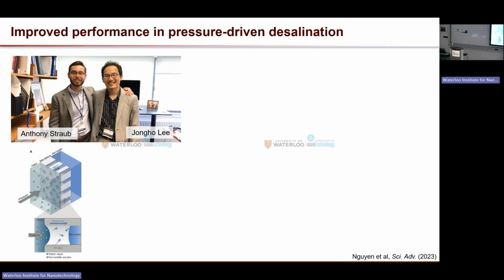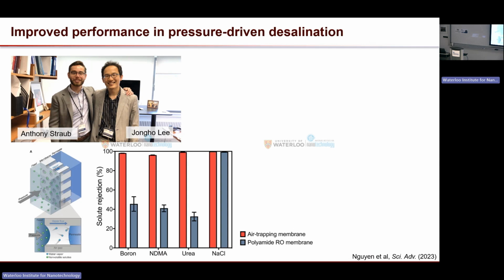And later on, this is my student Jong Ho who did this work. He collaborated with Anthony Straub at Boulder, and they have advanced this quite a bit. So we did forward osmosis. They were able to apply pressure and actually show, this was relatively recent, 23, that the membrane can reject boron. This is a small molecule emerging contaminant, urea, and everything very well. So if you take current polyamide RO membranes, then they can't reject urea and DMA boron very well. But these membranes were able to get very good rejection.